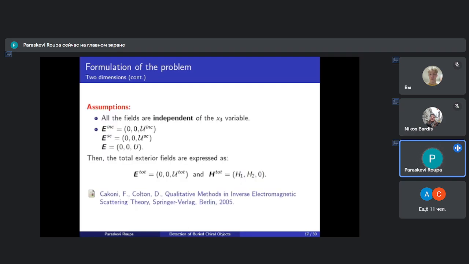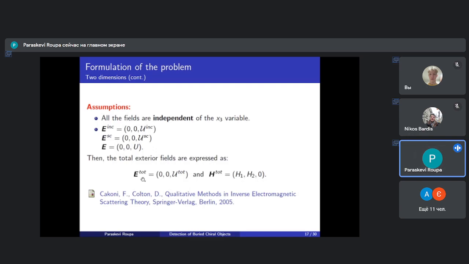In order to formulate our problem in 2 dimensions, we have to assume that all the fields are independent of the x3 variable. And moreover, we have to assume that the incident and the scattered outside waves are given by this form, and the corresponding total electromagnetic wave is given by this form. We have supposed these forms of these fields following this book of Kirsch and Colton, in which they have imposed these basic assumptions in order to reduce a three-dimensional problem to the corresponding two-dimensional.